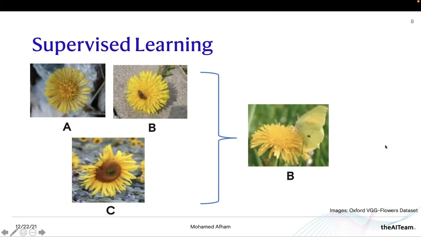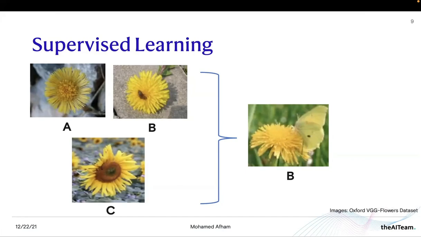So the correct answer is B. This particular flower belongs to class B. This is a very simple example of supervised learning, where you are given an input and you are given the output, which has to be matched with that input, and the model has to identify which category, which class, or which output that input belongs to.